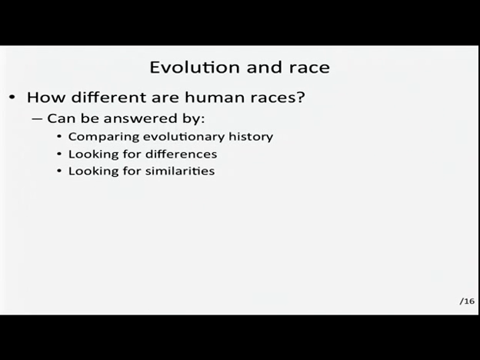Okay, so how do we look at human races? We can look at evolutionary history. Where did we all come from? And then differences and similarities. And now we can look at DNA, DNA sequence analysis to determine if certain groups, or what are classified as races now, really are that different from other groups.